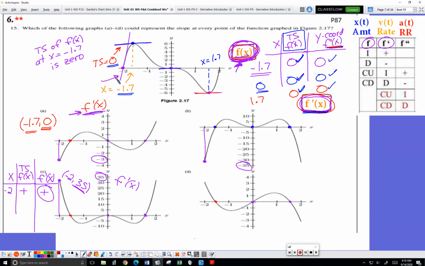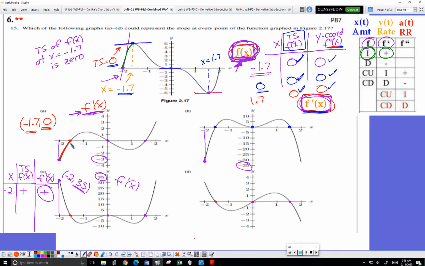When I'm looking for a match, using Danica's chart sometimes is a little bit quicker. I can say right here, from x equal negative 2 until x equal negative 1.7, the graph of f is increasing. So the correct matching graph of f prime must have positive y-coordinates. Here's a problem. We already know this doesn't work. Here's another reason why this doesn't work. These y-coordinates are all negative. I need a graph whose y-coordinates are positive on that interval.